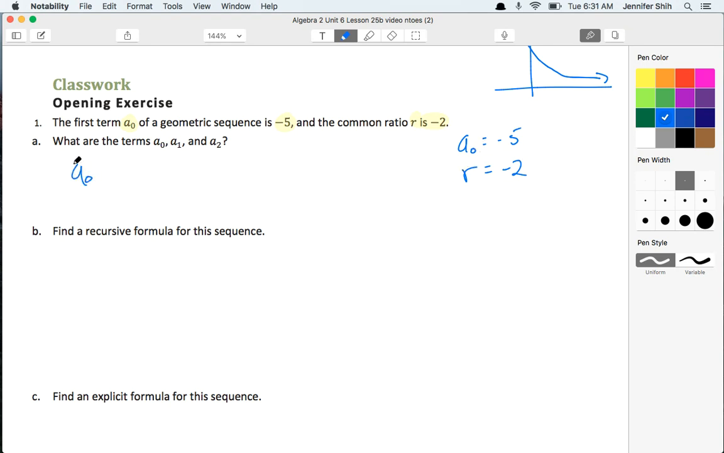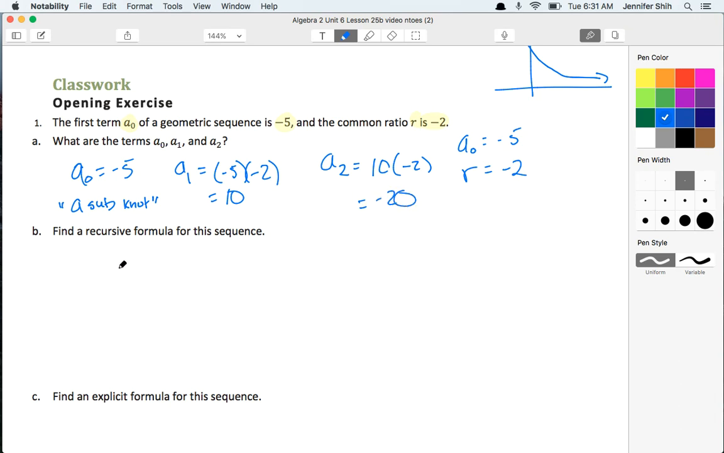So a sub naught, or 0, is equal to -5. A sub 1 is going to be -5 times my common ratio, which is -2. So that's 10. And then a sub 2 is going to be my previous number, 10, times another -2.